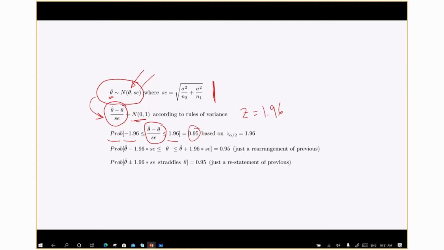And then we just dance around the inequality sign to get this relationship. And so what we came up with is the probability that theta hat plus or minus 1.96 times the standard error straddles theta is equal to 0.95. So with all that in mind, let's go back and do an example.